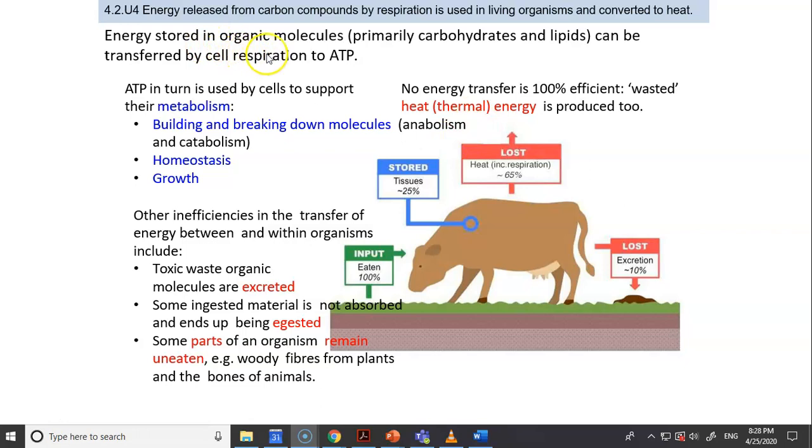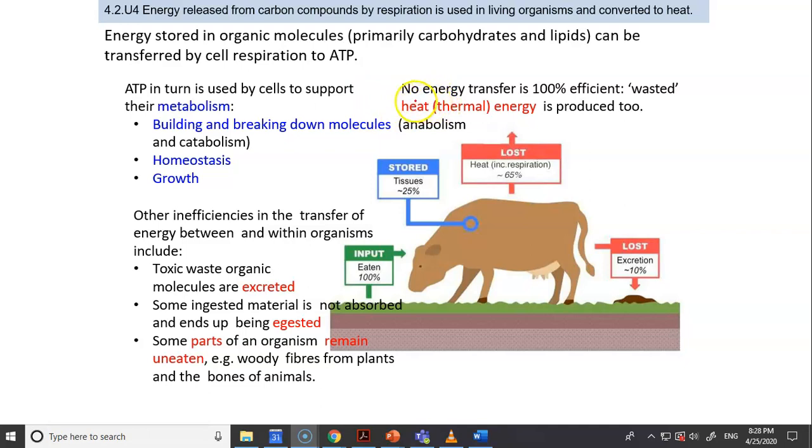The energy stored in organic molecules, primarily carbohydrates and lipids, can be transferred by cellular respiration to ATP. That's what we learned in respiration. And glucose as a food, which has been synthesized by photosynthesis, can be used as a source for breaking down and releasing energy in the form of ATP in the mitochondria.